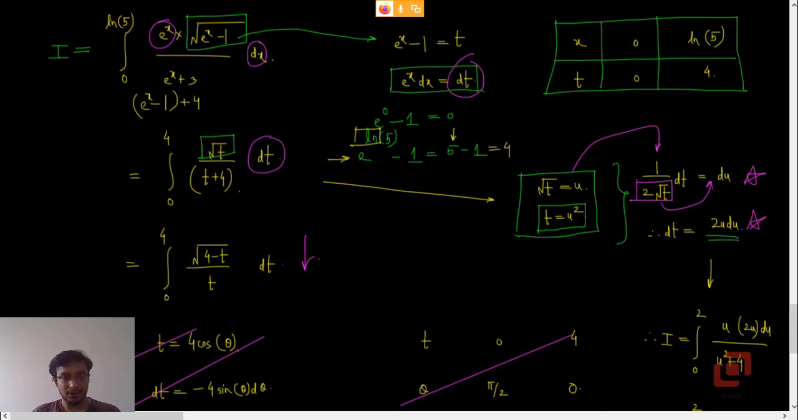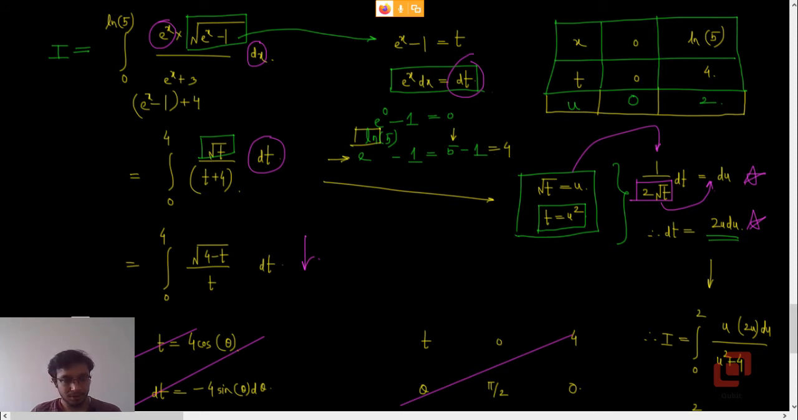Let me append this table with u. We have substituted root of t as u: root of 0 is 0 and root of 4 is 2. So we have now got the limits on u as well, which was our newly introduced variable. Let's now see what form or shape the integrand takes. Root of t will be 2.